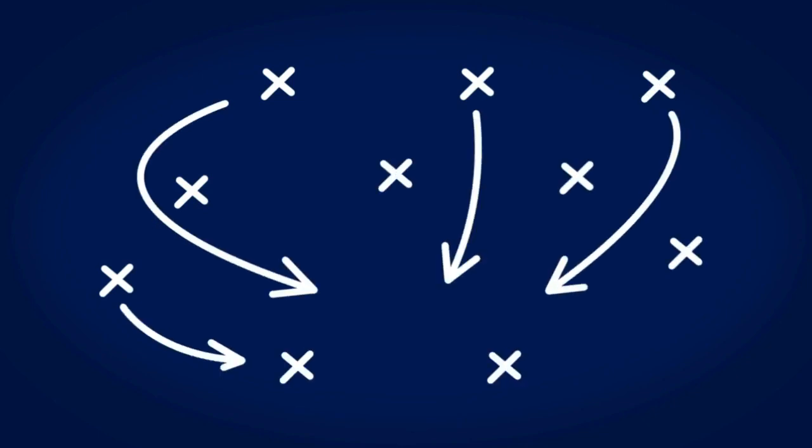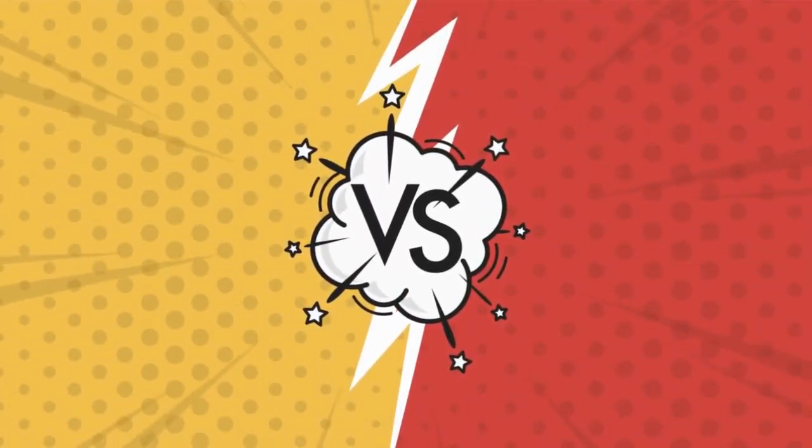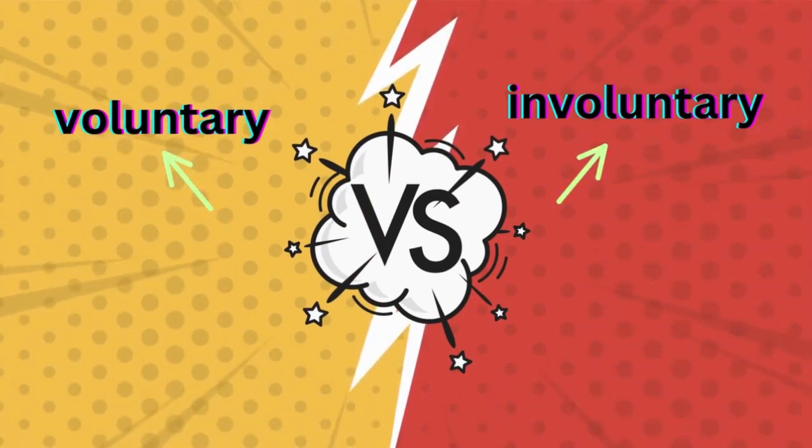Population control measures encompass a range of strategies aimed at influencing the growth rate of a population. These measures can be broadly categorized into two main approaches: voluntary and involuntary.